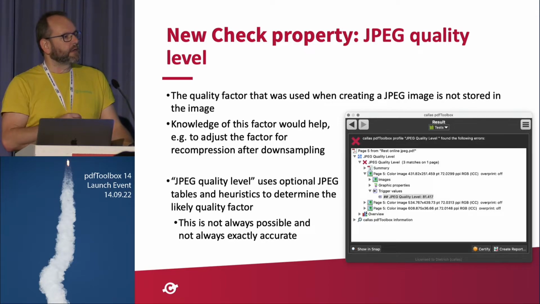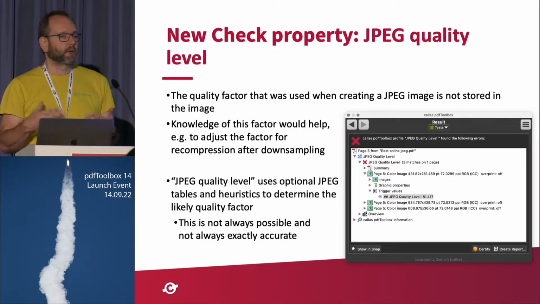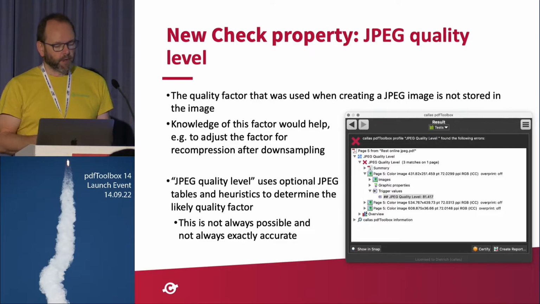However, sometimes it helps to know what the quality level is, because it could, for example, allow you to say, oh, if my image was already very highly compressed, then maybe I want to do something different, because I know that every time I recompress a JPEG image, the quality of that image is going to deteriorate. That's how it works. And so it would sometimes be useful to have an idea of what the quality level is.